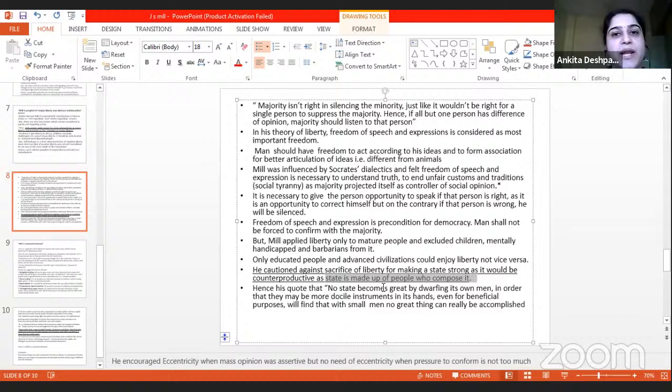Same concept of your Plato. State is individual writ large. It is the people who make a state. All right. Hence his quote, which I've already told you yesterday also. No state becomes great by dwarfing its own men, in order that they may be more docile elements in his hands, even for beneficial purposes, will find that with small men, no great things can be accomplished. That's what I told you.